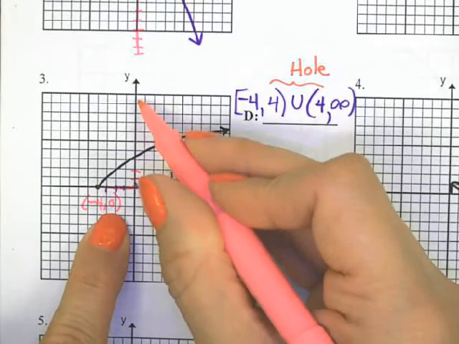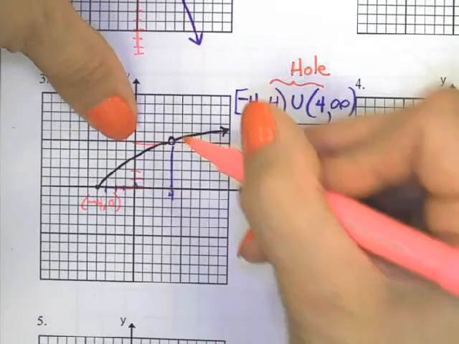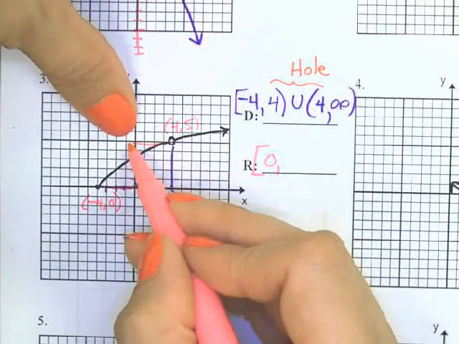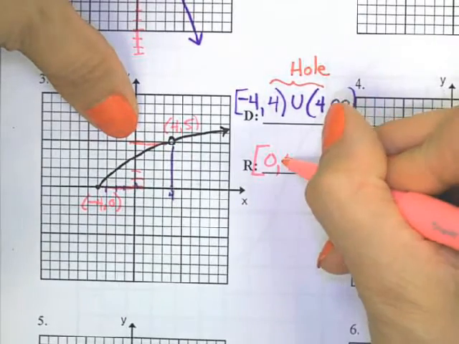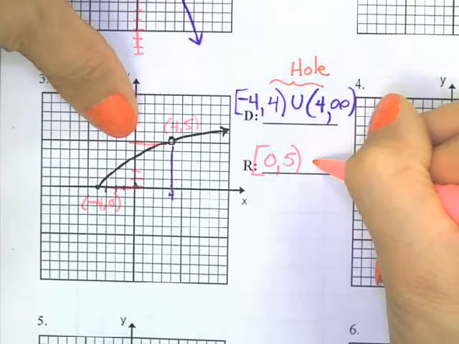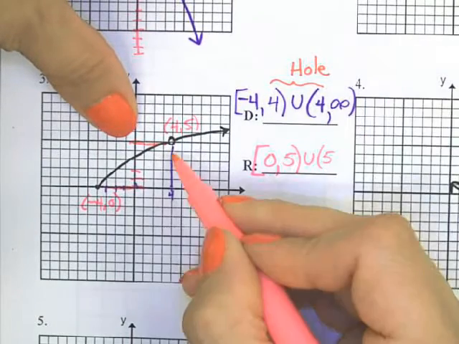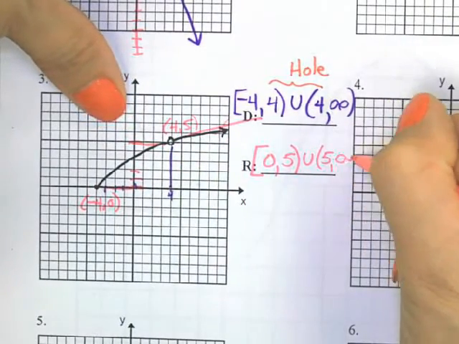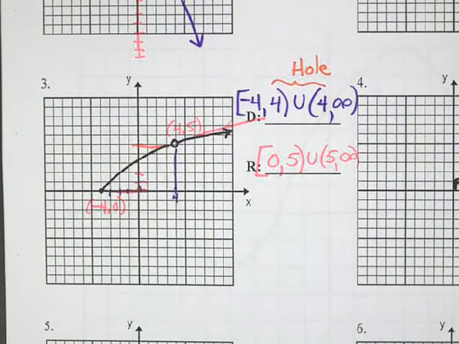Is it all the way to infinity? Well, hang on. There's this hole here, right? There's a hole right there at the point 4, 5. So is 5 being used? No. So I have to stop at 5 since it's open, parentheses. But then I'm going to say union, start back up at 5, and go all the way to infinity. This graph goes higher, higher, higher to infinity. It doesn't go very fast. It's slowly going up to infinity.